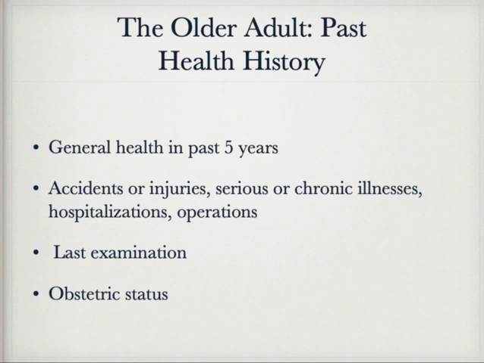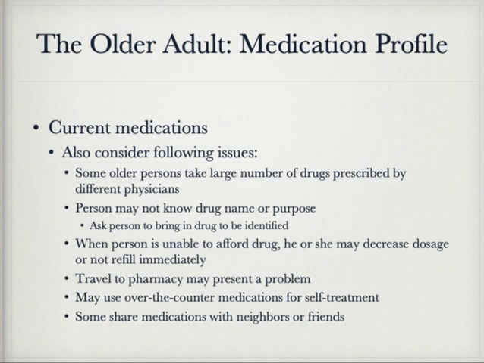You also put their last exam. Do they have a primary care provider? Sometimes they don't even have a primary care provider, so we have to inquire about that. Obstetric status, we do put that down. Like how many children do they have? Are they living? Do they have help? Because that's another thing too. This will tell you a lot about their social history as well, whether they have assistance nearby.